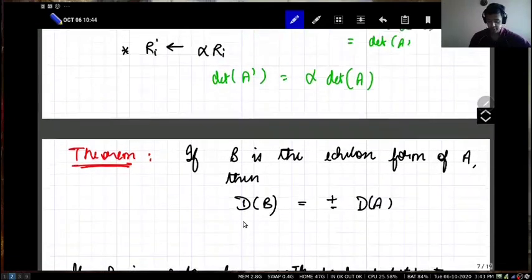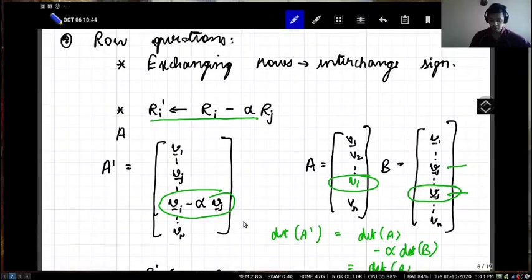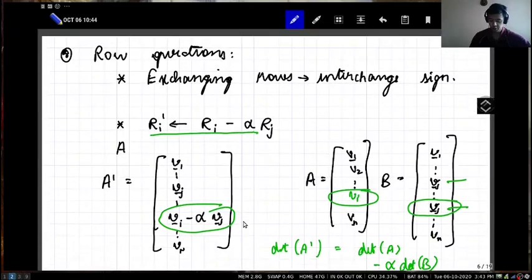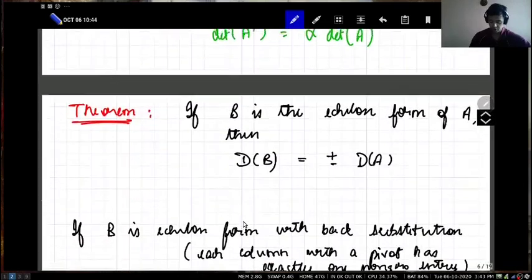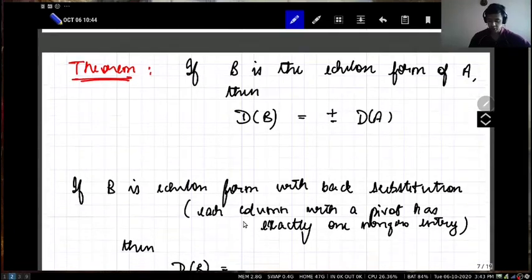And why is that the case? That is because to bring a matrix down to the echelon form, not the reduced row echelon form, just the row echelon form, you only need to do these two types of row operations. You may need to exchange certain rows, and you just need to subtract a constant multiple of one row from another row, right? And these operations do not change the absolute value of the determinant. The sign can only change, right? So if B is the echelon form of a matrix A, then D of B is plus or minus D of A, depending on the number of row exchanges required, right?